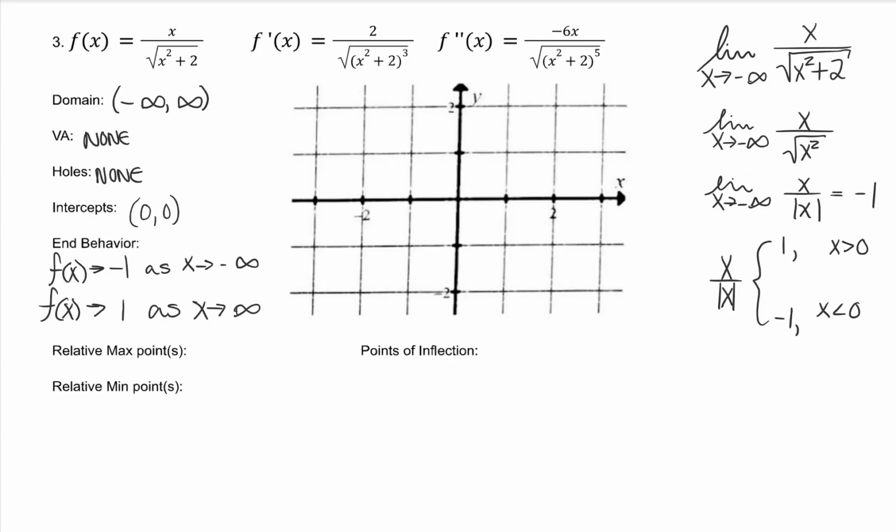Relative extrema only occur at critical numbers. Critical numbers are where f prime of x is undefined or equal to 0. We already discussed how this denominator will never be 0, so all x's are available. And look at this numerator. That's never going to equal 0 either. So there are no critical numbers, meaning there are no relative extrema.